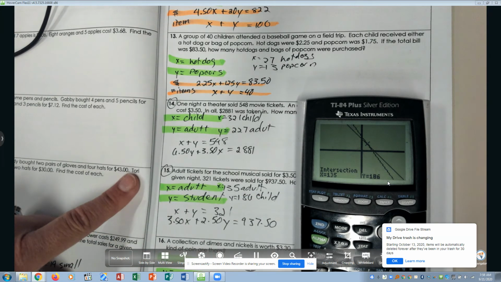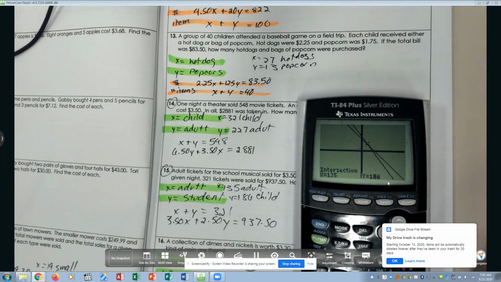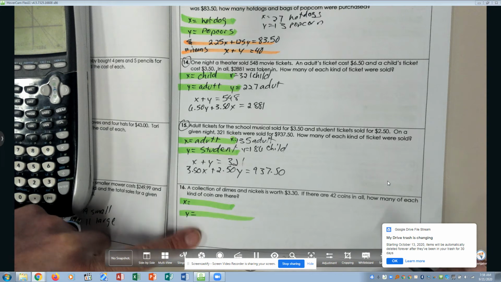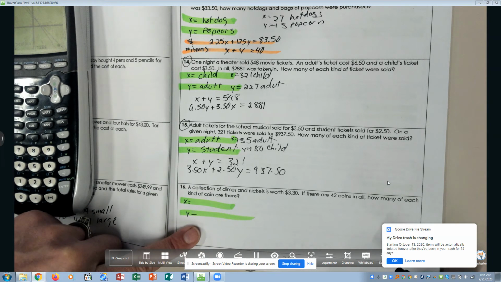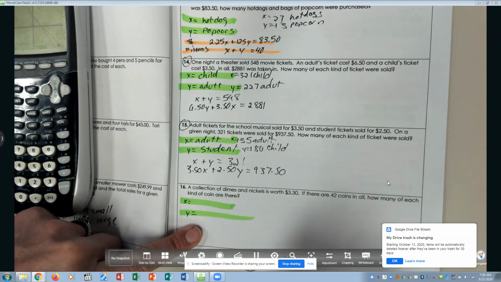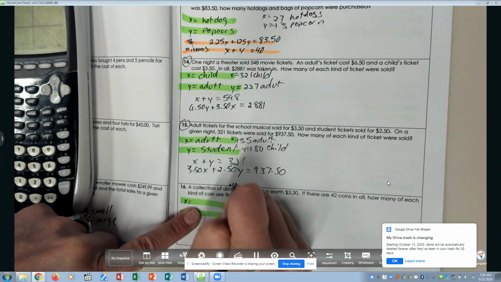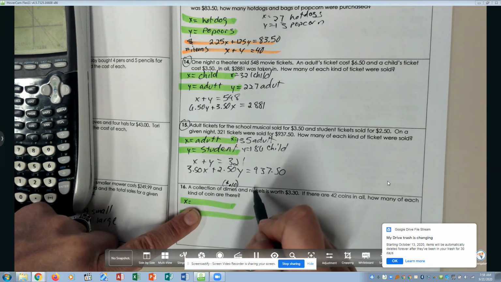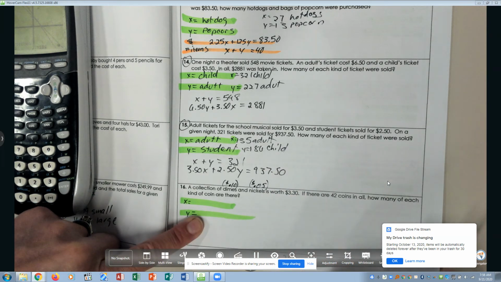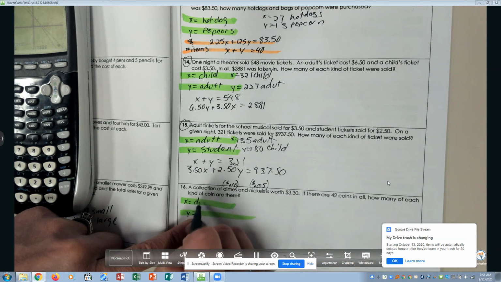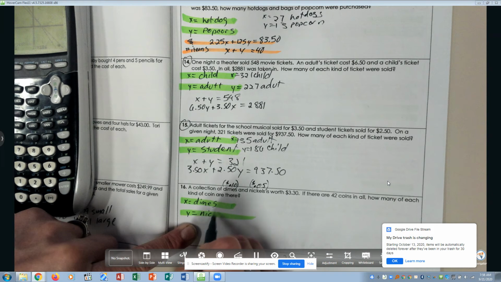Okay, so these are the money and item equations. Sometimes you're going to get a system that has to do with number of coins equation. So same kind of thing as what we just did in 14 and 15, but a little bit different because you're going to have to deduce some answers. Okay, so there are collections of dimes and nickels worth $3.30. I know a dime is worth 10 cents each, and I know a nickel is worth 5 cents each. So this information is important. So let's call X dimes and Y nickels.